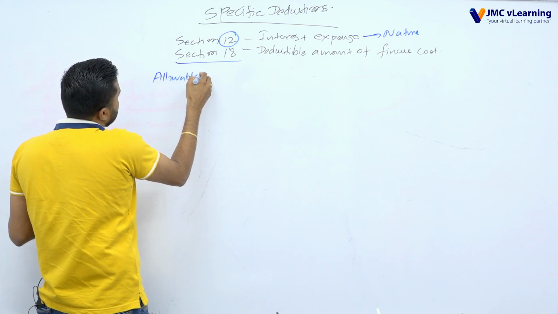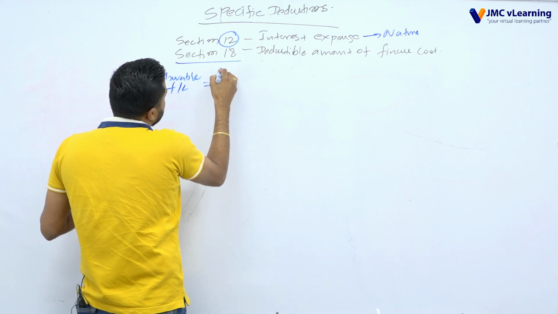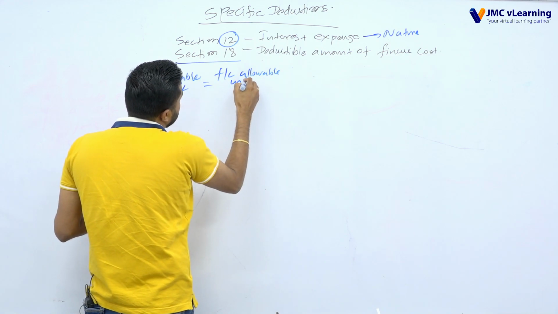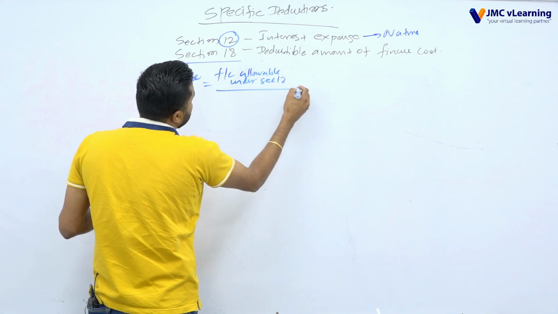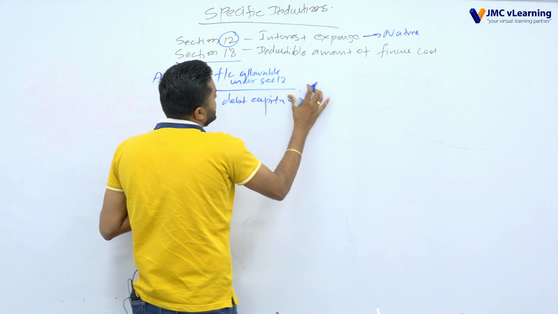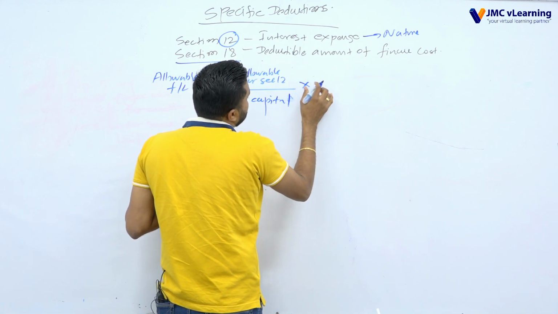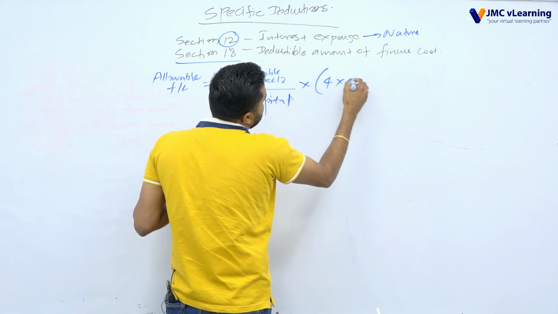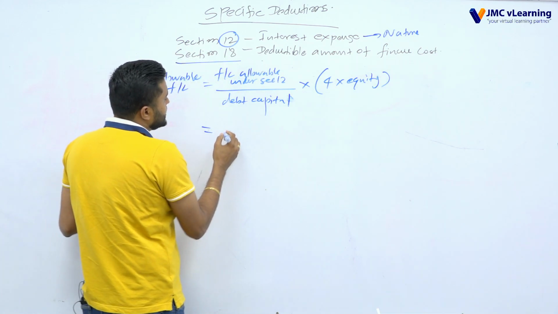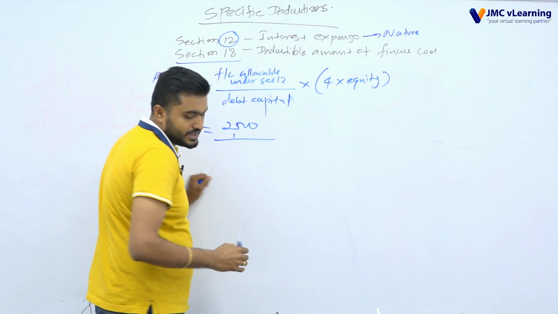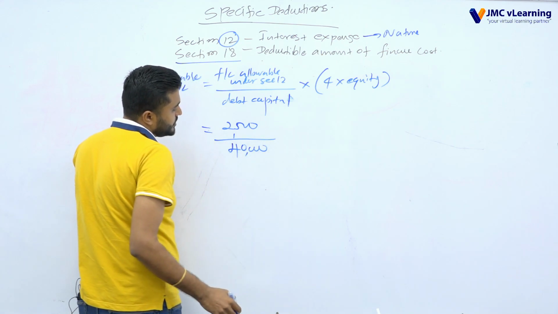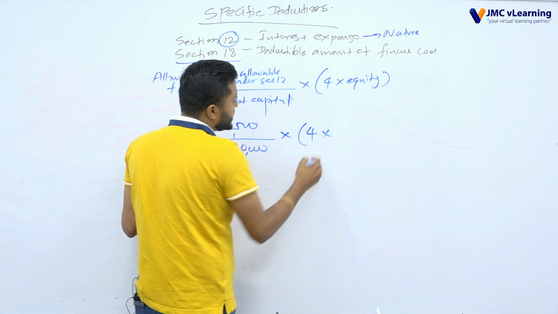Therefore we have to calculate the allowable finance cost. So the finance cost allowable under section 12, divided by debt capital, into 4 into equity. The 4 is an absolute value. Here the 2.5 million rupees, in 1000s, is the interest. The loan at the end of the year of assessment is 40,000, so into 4 is the absolute value.